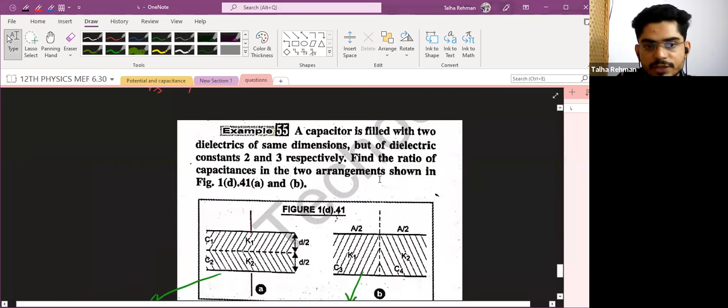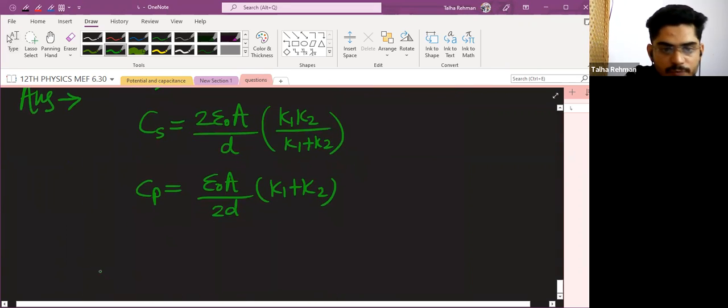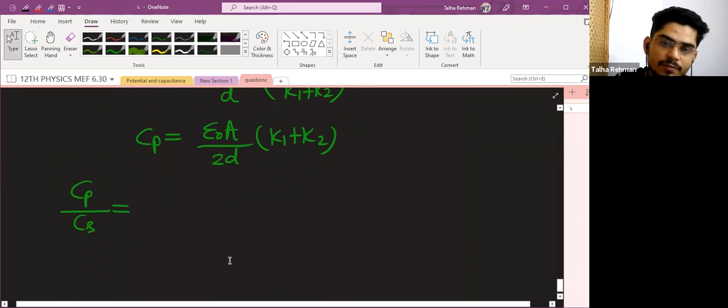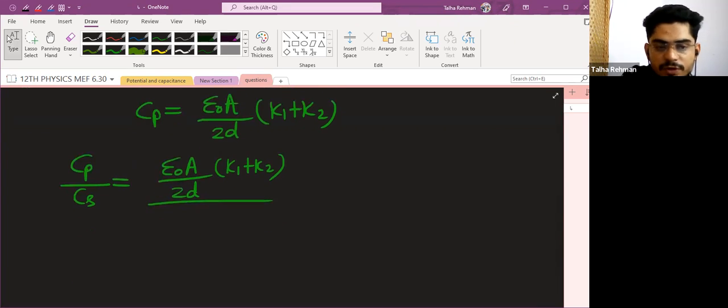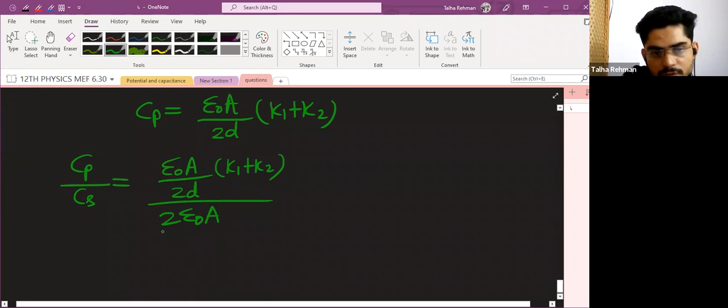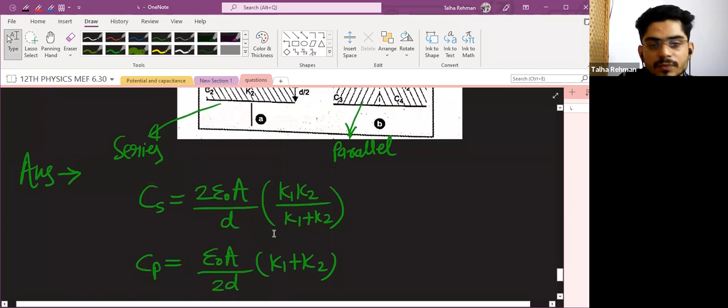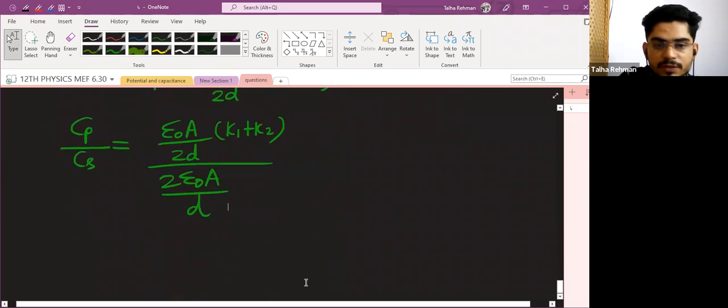Okay, and they are asking to find the ratio of capacitance in the 2 arrangements. Means we have to find Cp divided by Cs. Cp is epsilon naught A divided by 2D, K1 plus K2. Cs will become 2 epsilon naught A divided by D, K1 K2 divided by K1 plus K2.